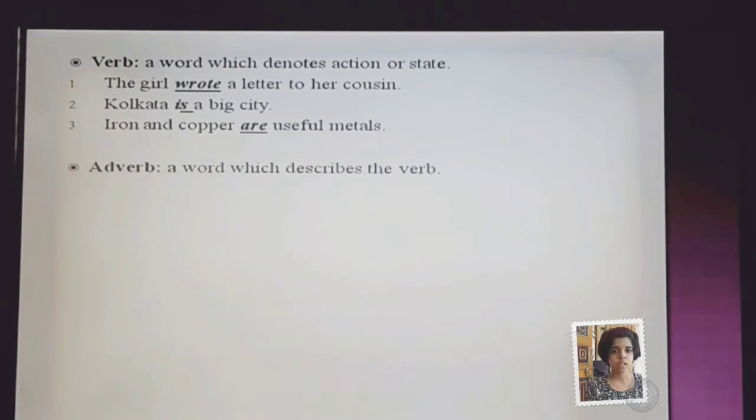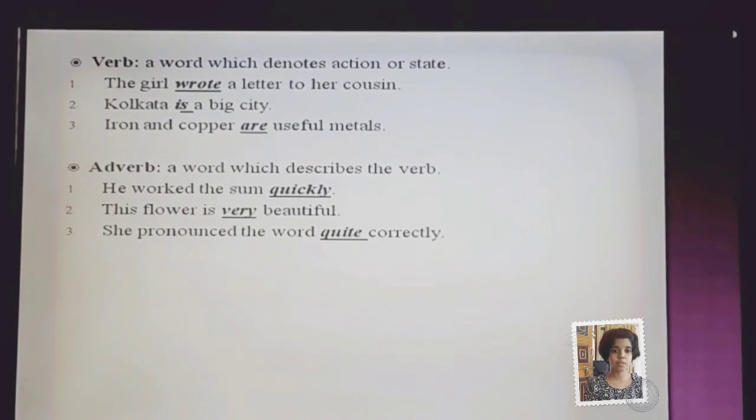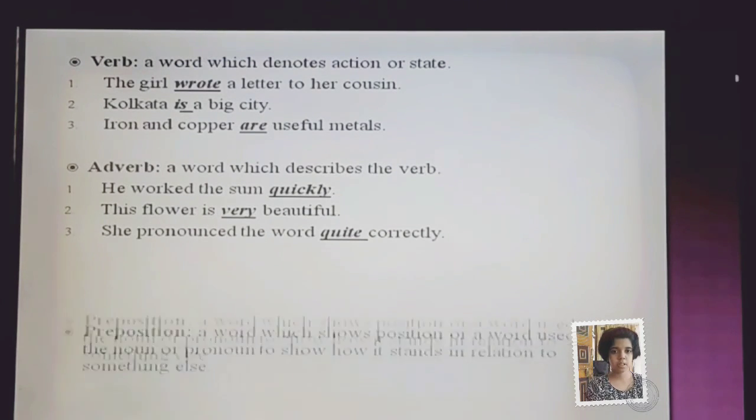Adverb: a word which describes the verb. He worked the sum quickly. This flower is very beautiful. She pronounced the word quite correctly. Here, quickly, very and quite show how the work is done. So, it is an adverb.